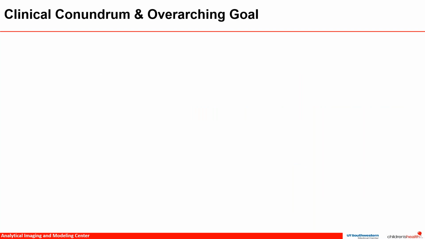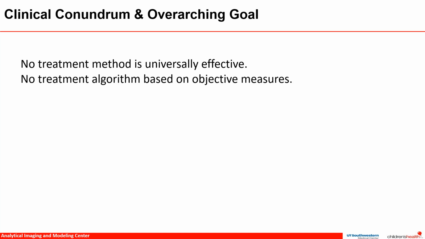Although we have several treatment options for our patients with capillary malformations and infantile hemangiomas, as you can see, no treatment method is universally effective, and the results are varied and unpredictable. In addition, there is no treatment algorithm based on objective measures that may help a physician decide which way to go. The ability to characterize the structure of these vascular malformations may offer some insight.